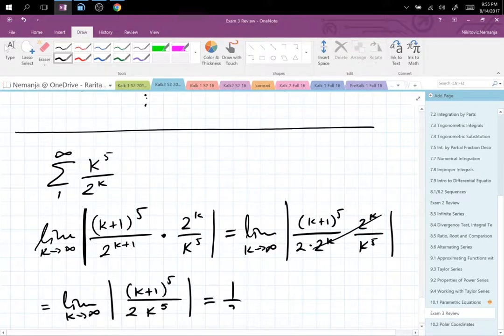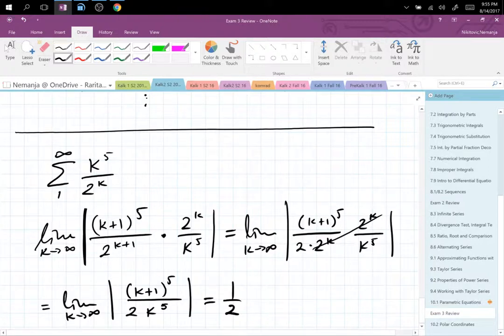And that's 1/2, because you have k to the 5th in the numerator and k to the 5th in the denominator. They are the same order, same exponent, so the ratio of front coefficients is 1/2. Even though it's going to infinity over infinity, can't you use L'Hopital's rule? You can try, and you will always get 1/2.